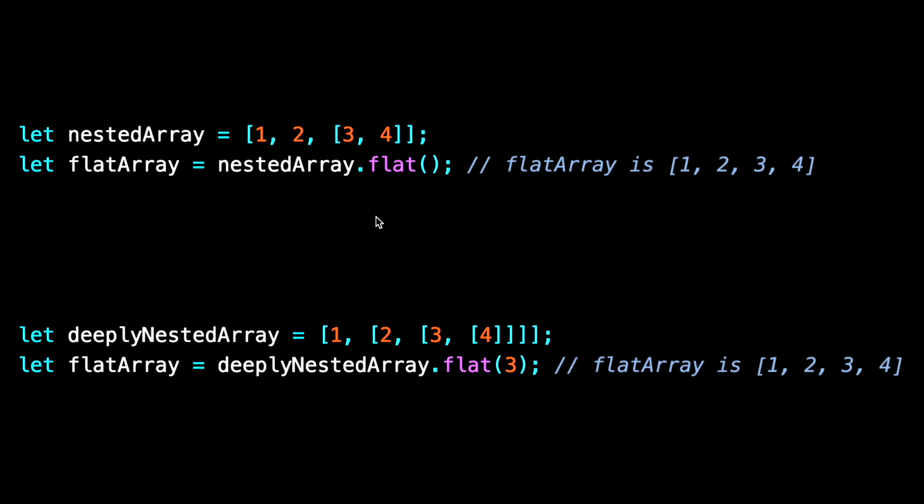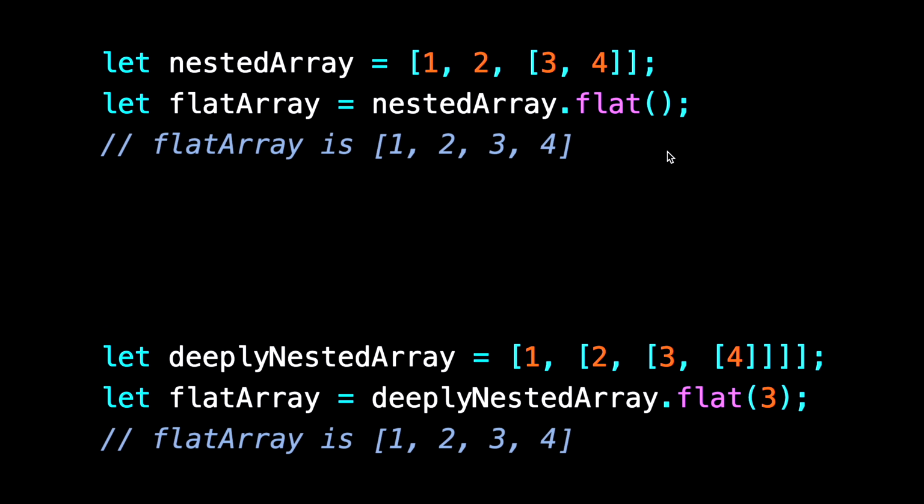And the flat method creates a new array with all subarray elements. The flat method creates a new array with all subarray elements concatenated into it recursively up to the specified depth.